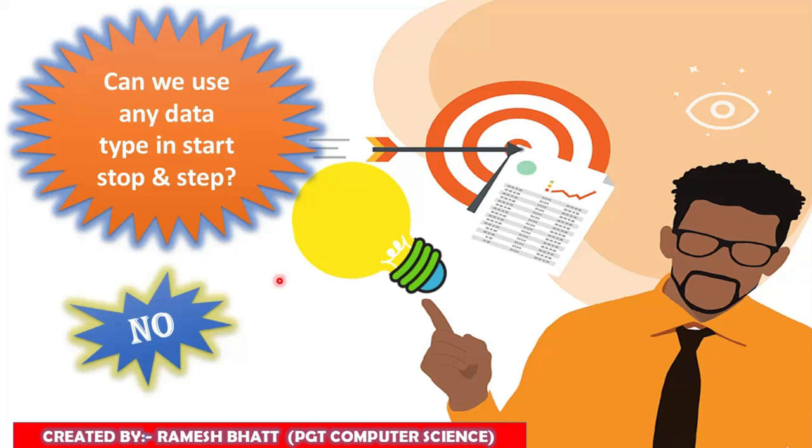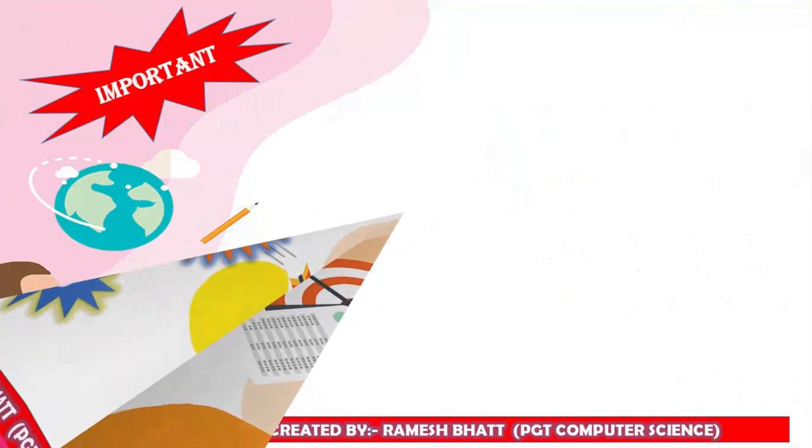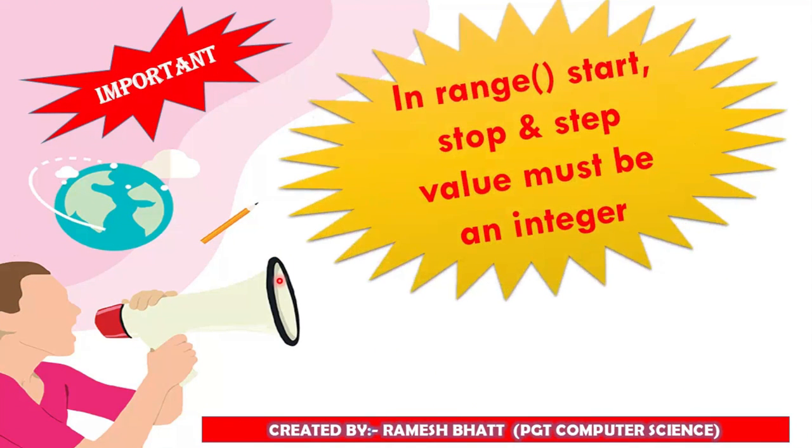The answer is no, because the range function takes an integer value for start, stop and step. So the values of start, stop and step will always be integers. And what do we mean by integer? An integer can be a positive number, an integer can be a negative number, but an integer cannot be in decimal form. So all the positive and negative numbers are known as integers.